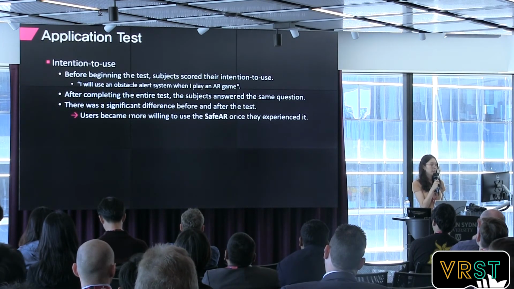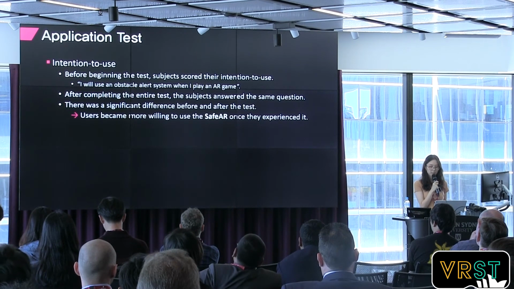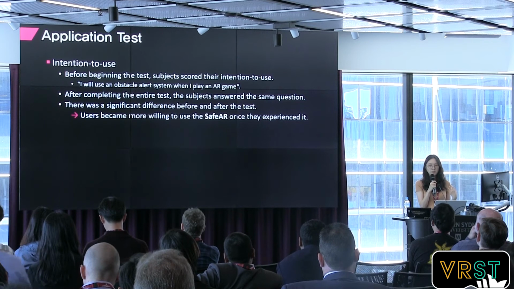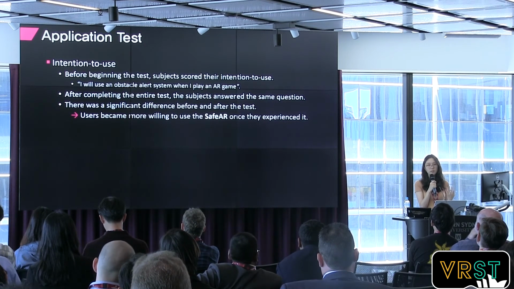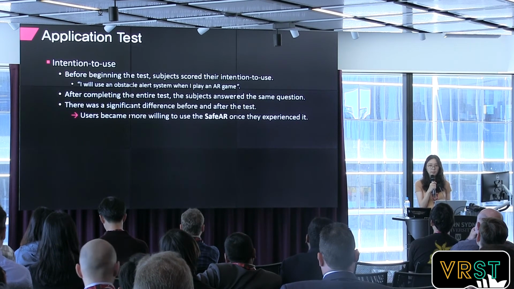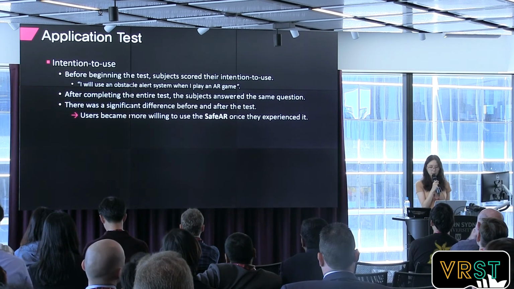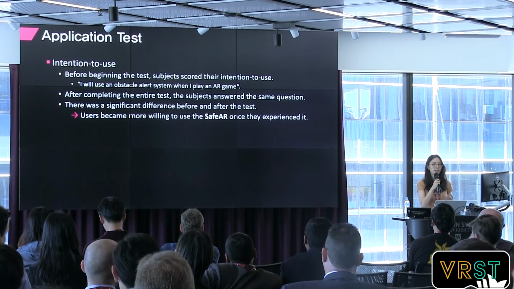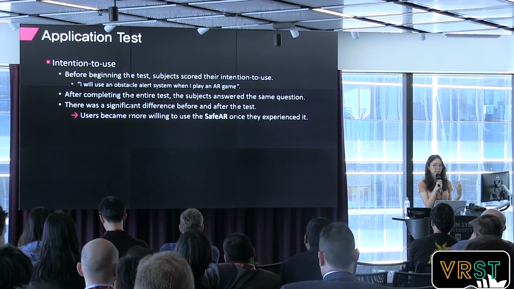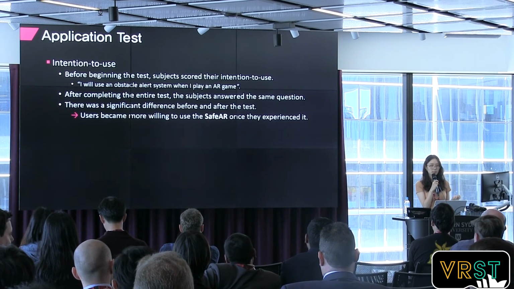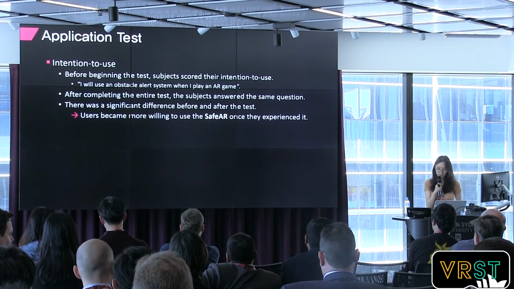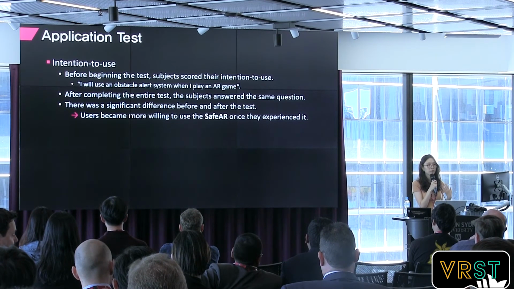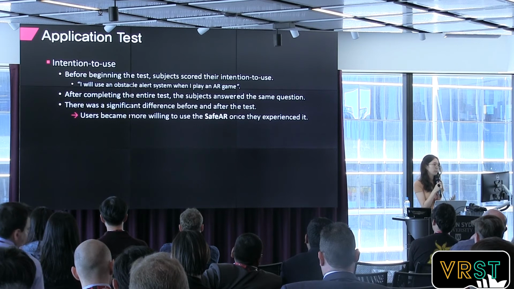We also find inspiring results regarding the intention to use. Before beginning the application test, we asked subjects whether they are willing to use an obstacle alert system while playing an AR game. This was answered on a 5-point Likert scale. And after completing the test, the subjects were asked to answer the same questions, but this time the results were significantly higher than before. Now, this indicates that users became more willing to use our system once they have actually experienced it.